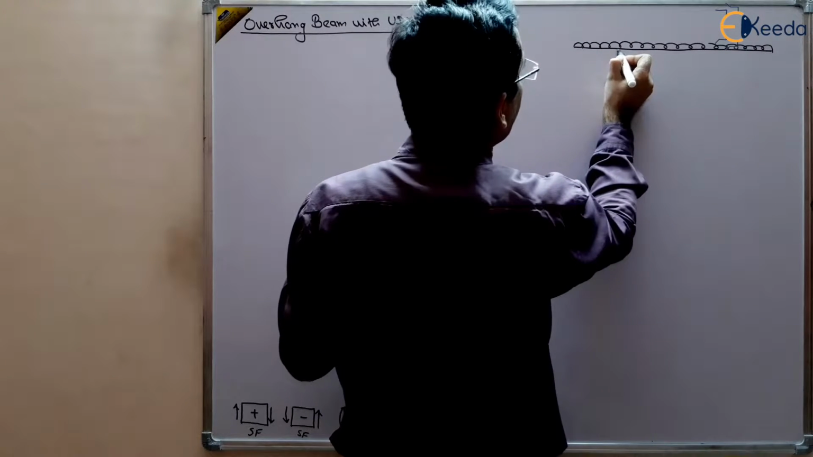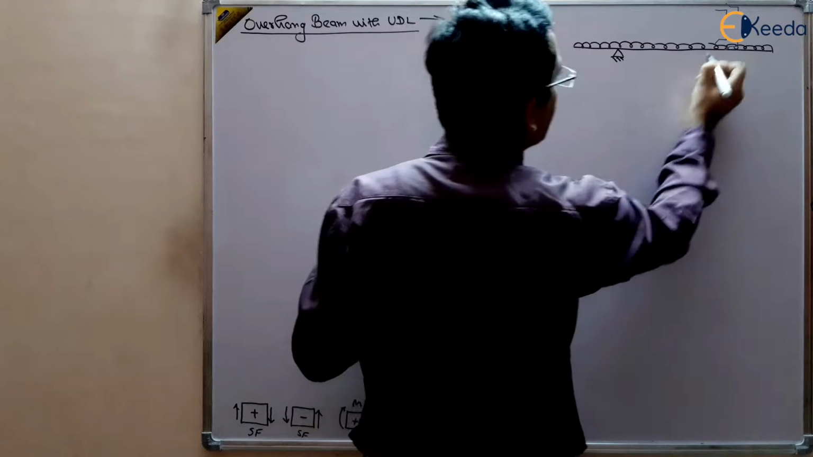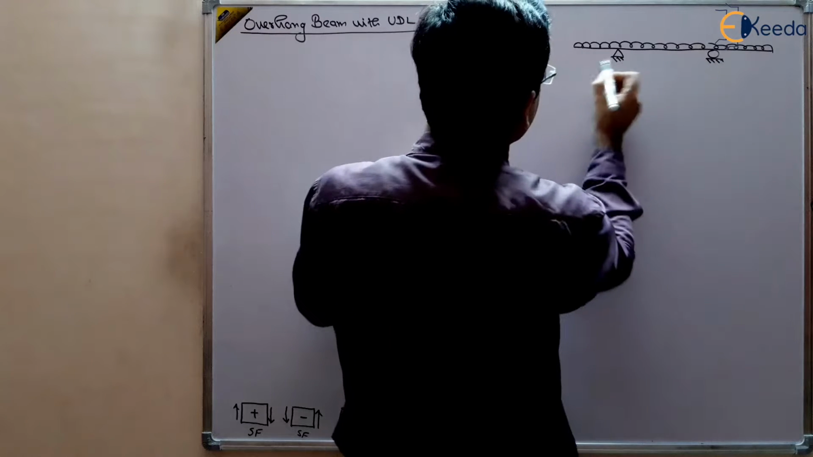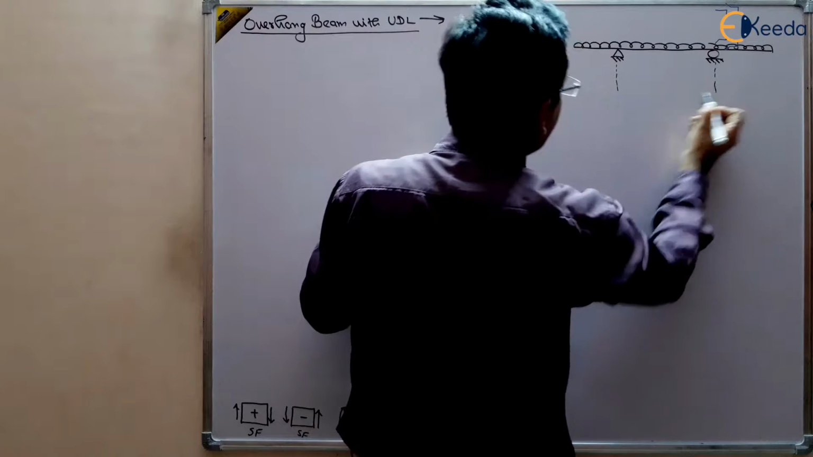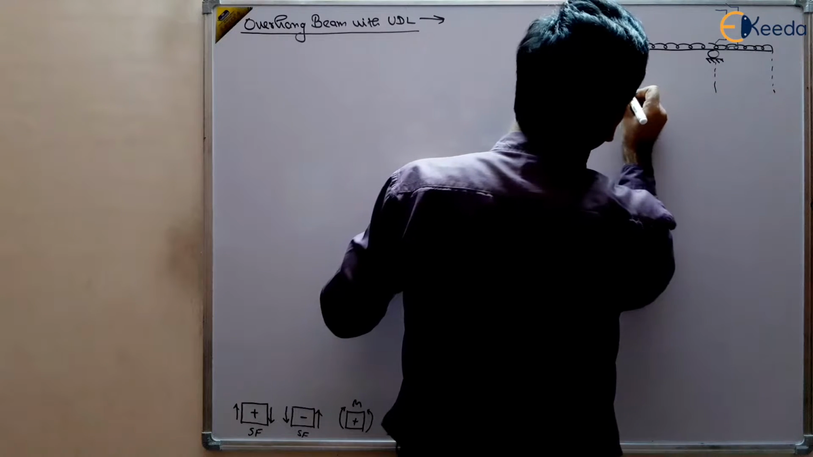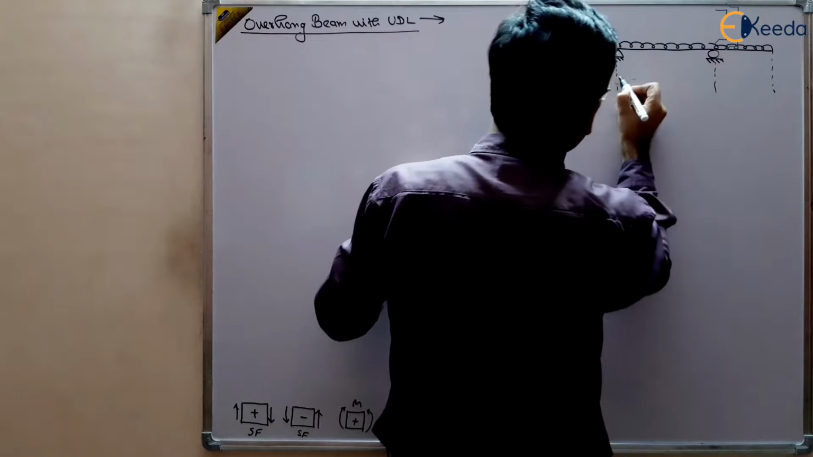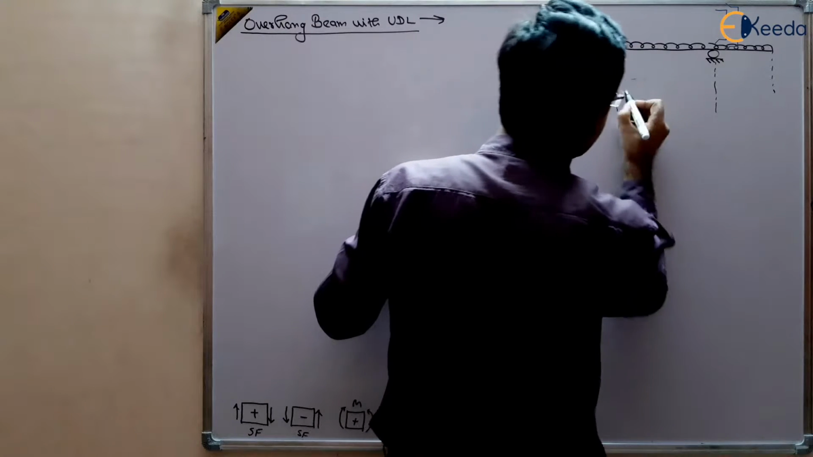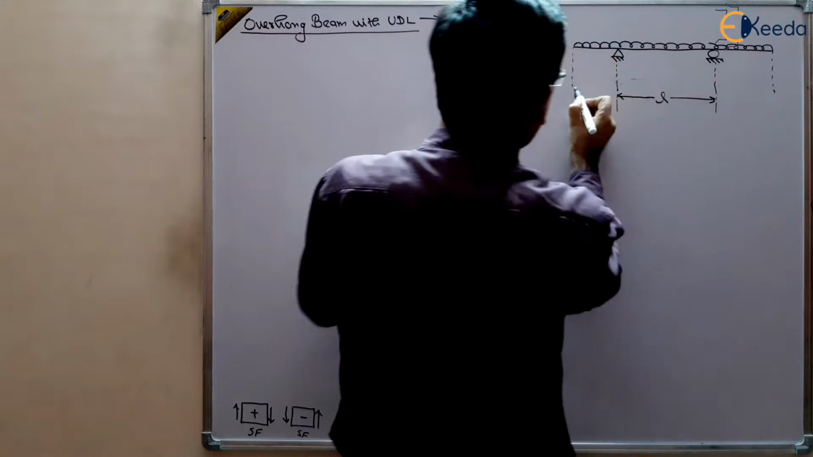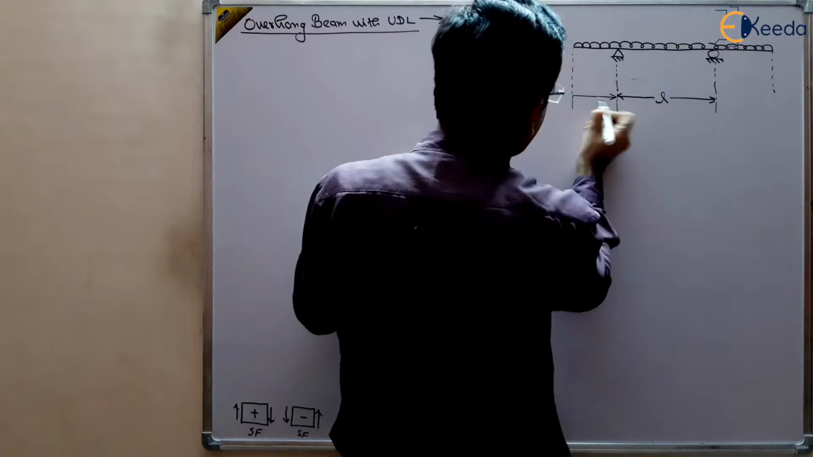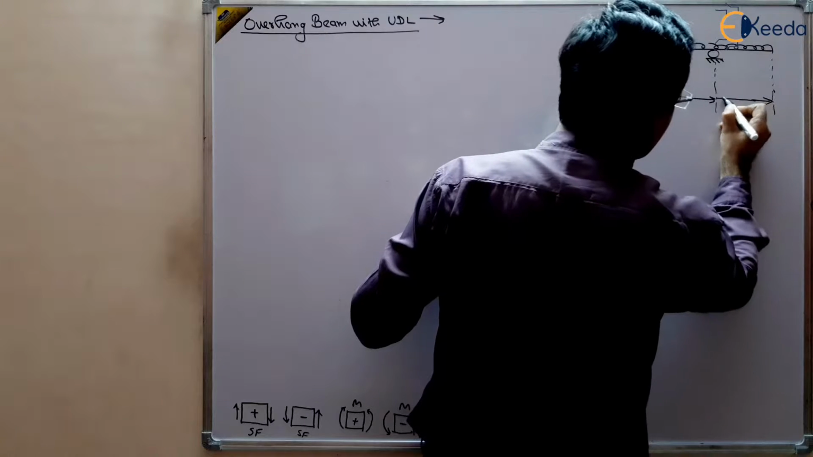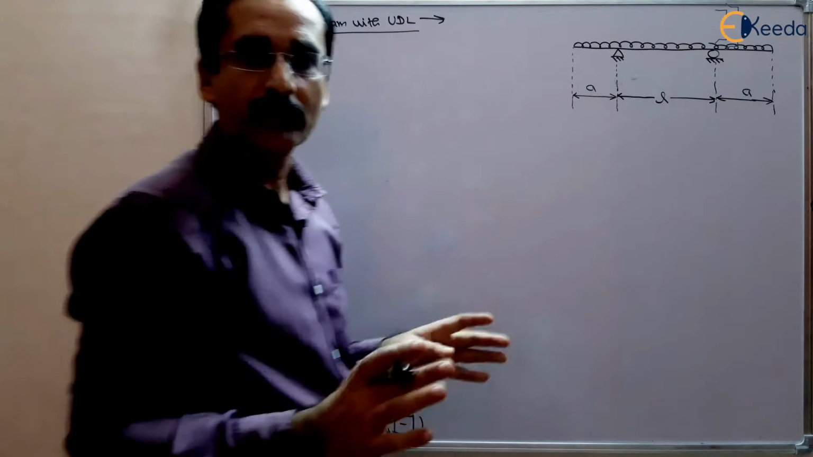like this, and suppose it is overhanging, that the supports are at the inner part of this beam and the length of the beam is L between the supports. This overhang part has equal length of A, this is A, as well as this is A. The overhang part has length of A, right?